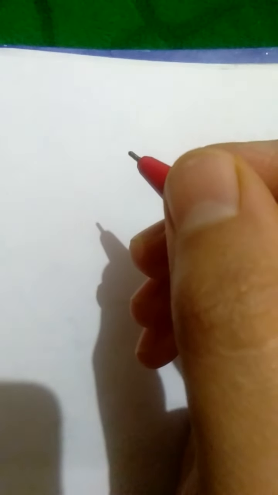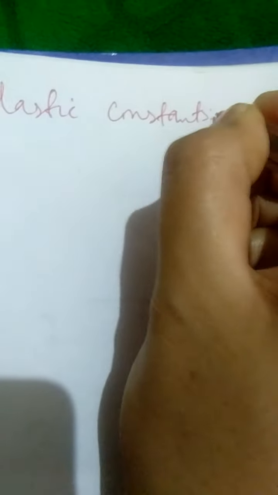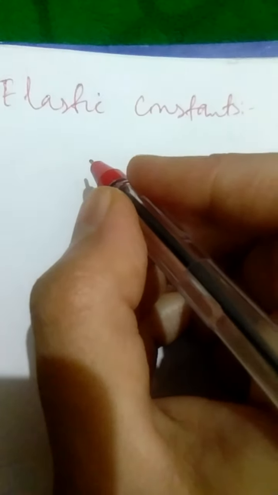Dear students, today we are going to establish some more relations between the elastic constants. By now we know that there are four types of elastic constants. One is Young's modulus, Y, another is bulk modulus, K, then we have modulus of rigidity, eta, and we also have Poisson's ratio, that is given by sigma, which is equal to beta by alpha.